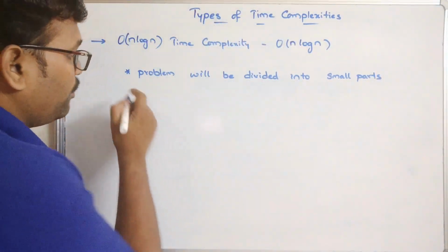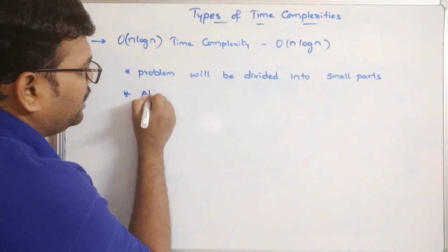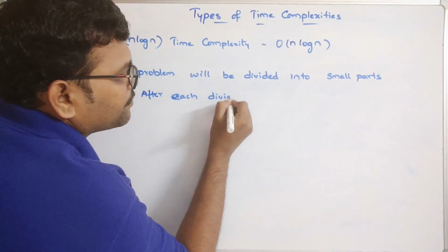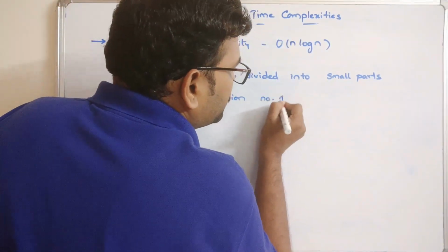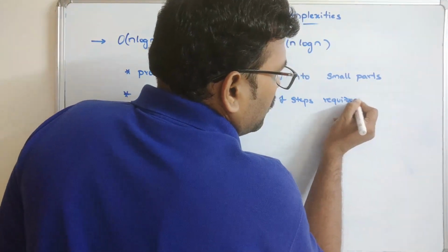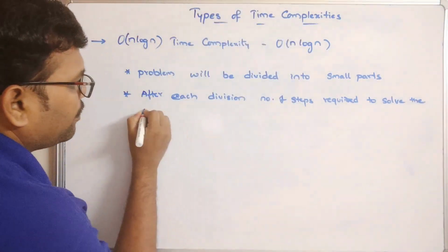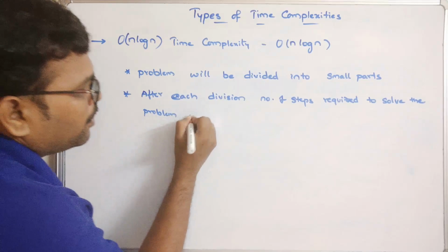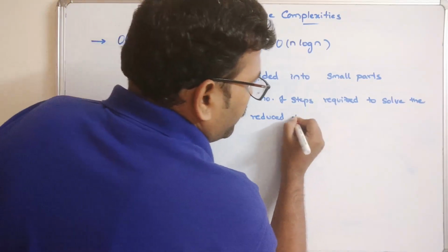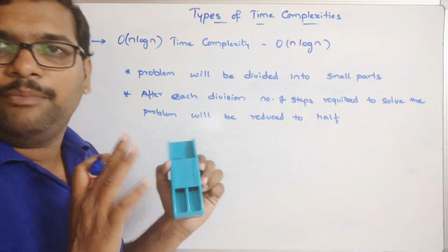Small parts. Again, same. Each part, after each division, the number of steps required to solve the problem will be reduced to half. So this is nothing but our logarithmic time complexity.